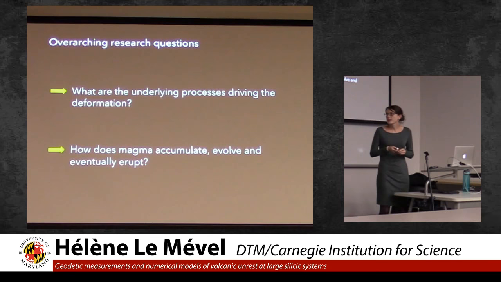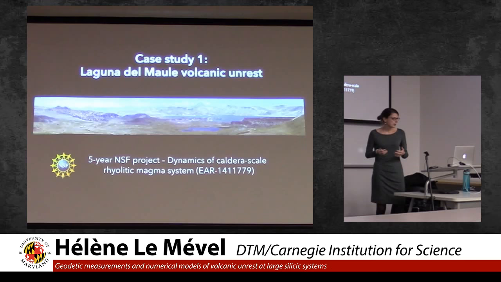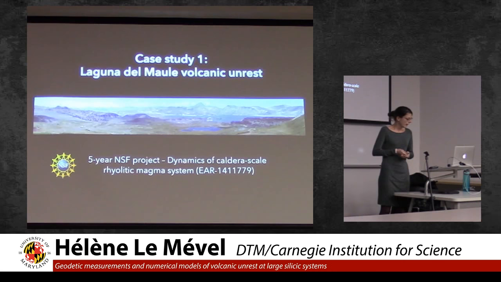And for that, we need to understand, how does magma accumulate, evolve, and eventually erupt? So today, I'm going to present two different case studies. The first one is the volcanic unrest occurring at Laguna del Maule. I studied this volcano for the past 5 years. This is part of a big multidisciplinary NSF project that aimed to study the dynamics of a caldera-scale rhyolitic magmatic system using both geochemistry and geophysical methods.